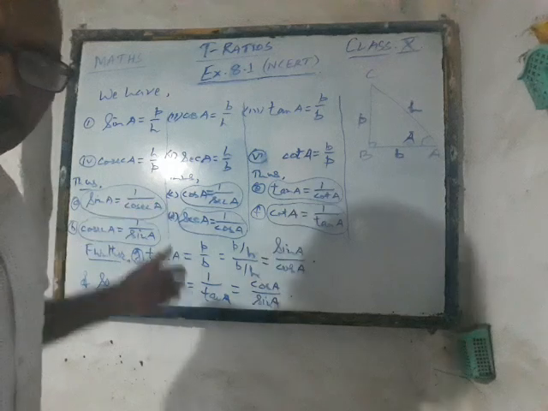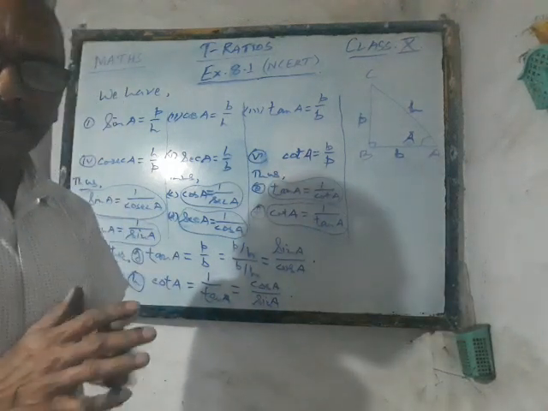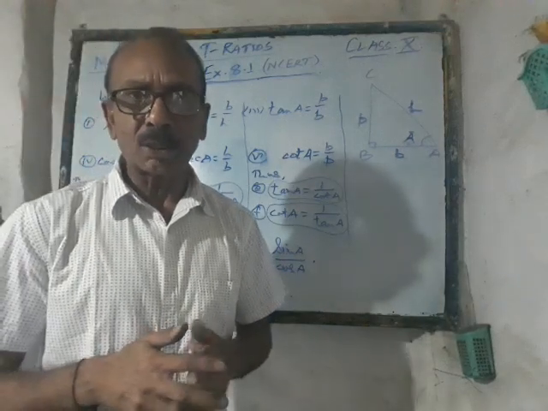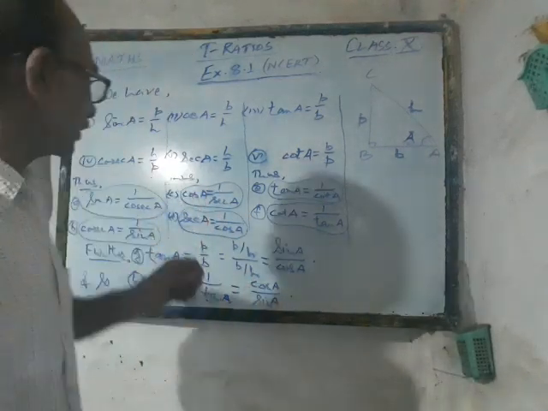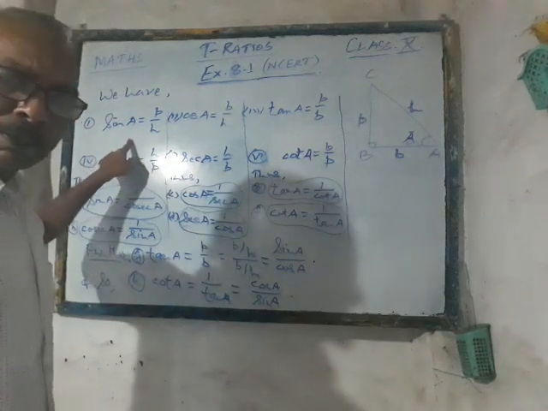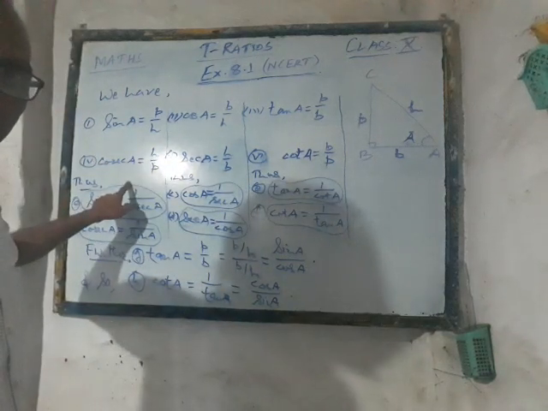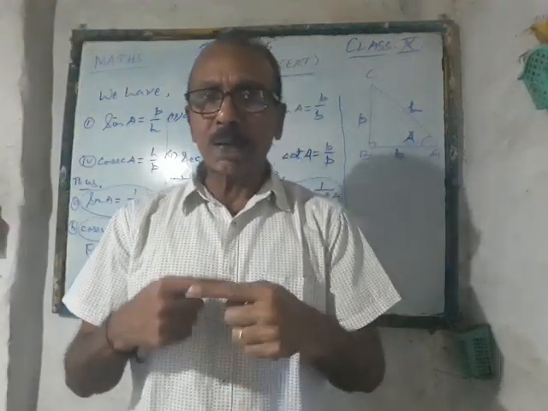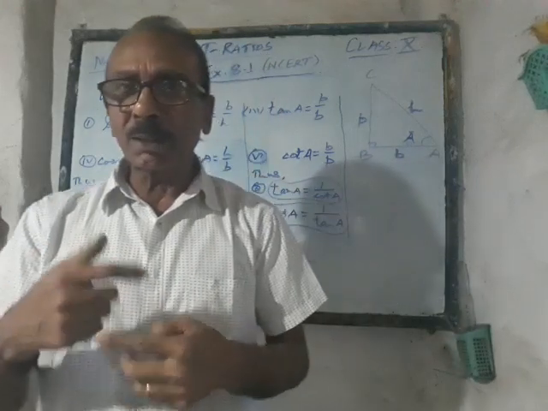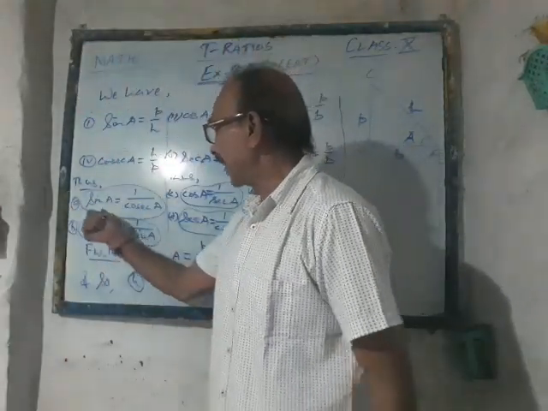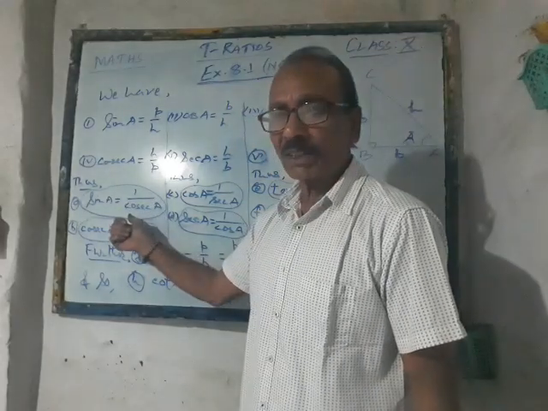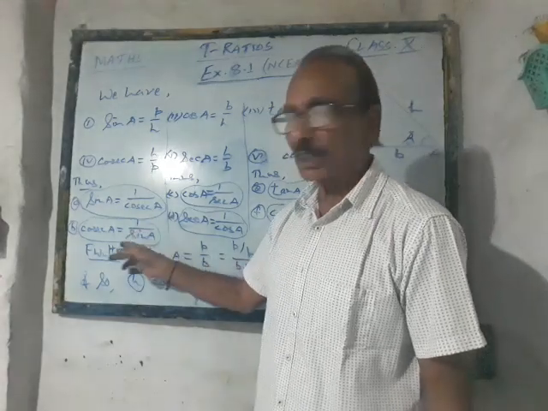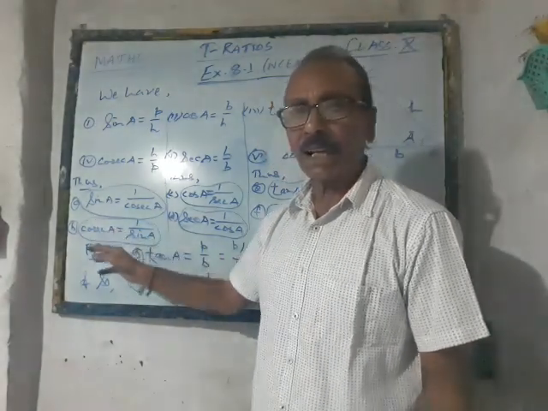If you watch carefully, you will find a relationship between sine and cosec, as well as cos and sec, and tan and cot. You see that sine A is equal to P upon H, whereas cosec A is equal to H upon P. Means sine A and cosec A are reciprocals of each other. So on the basis of that, we can write that sine A is equal to 1 by cosec A, and cosec A is equal to 1 by sine A.